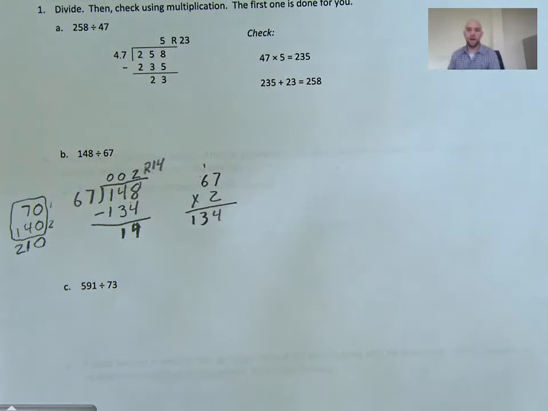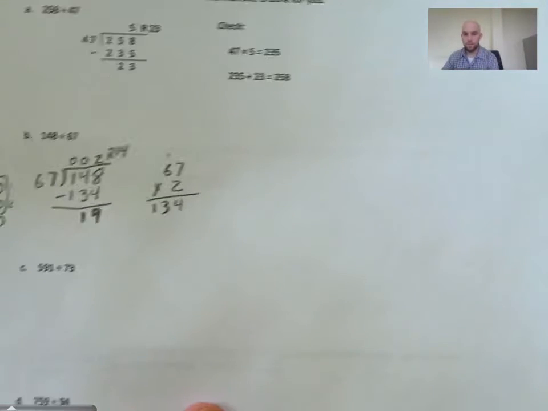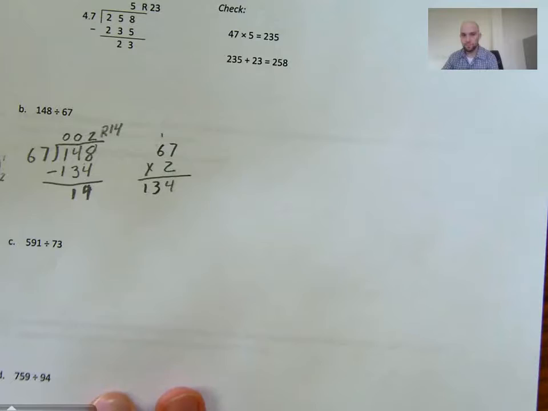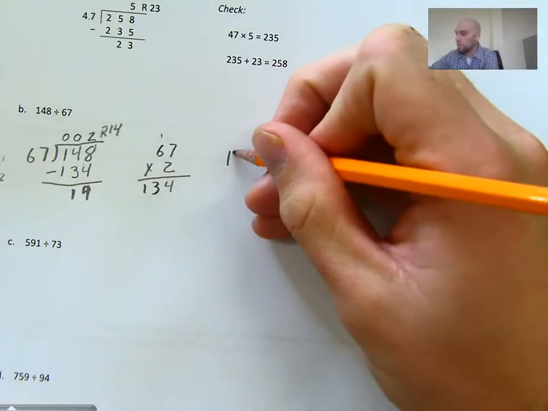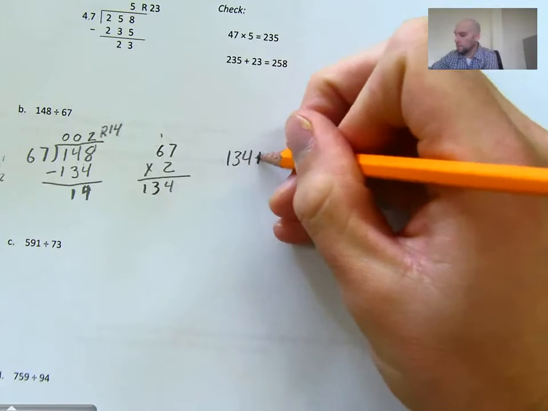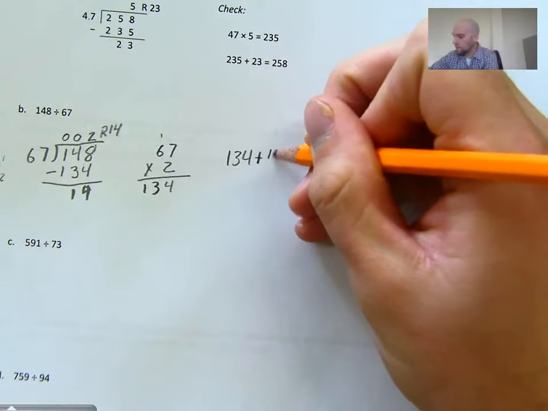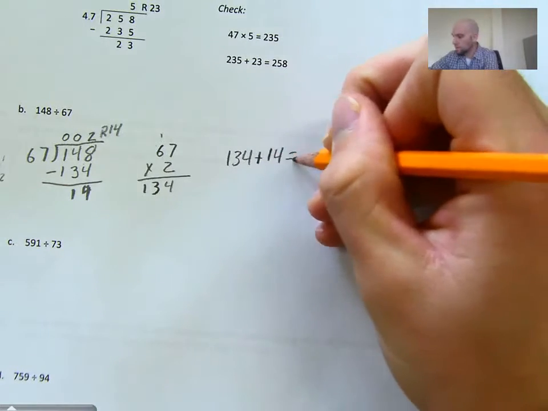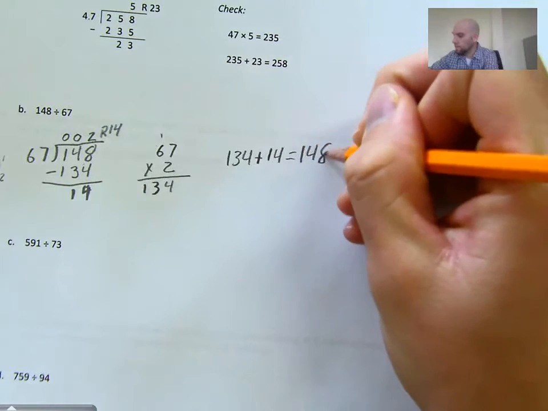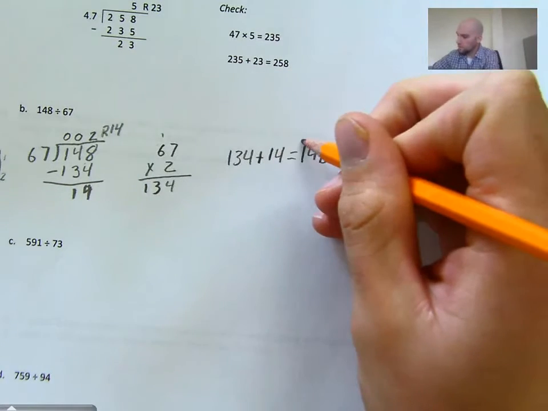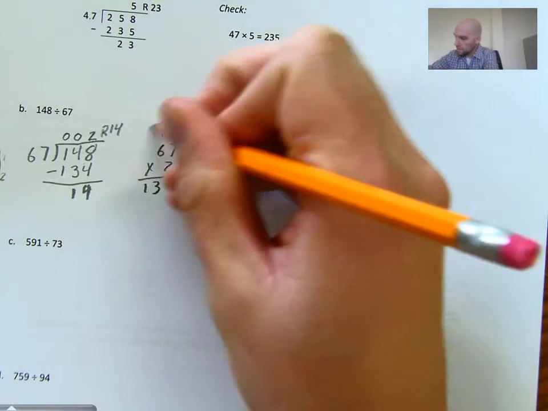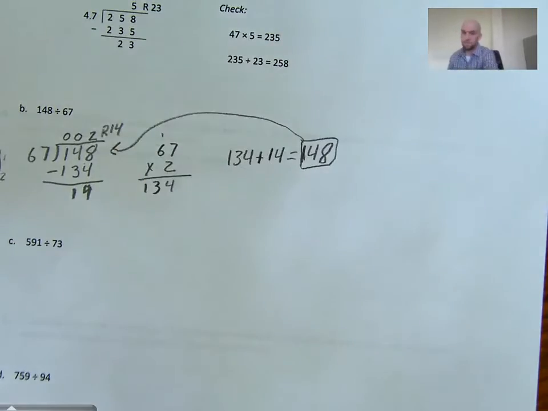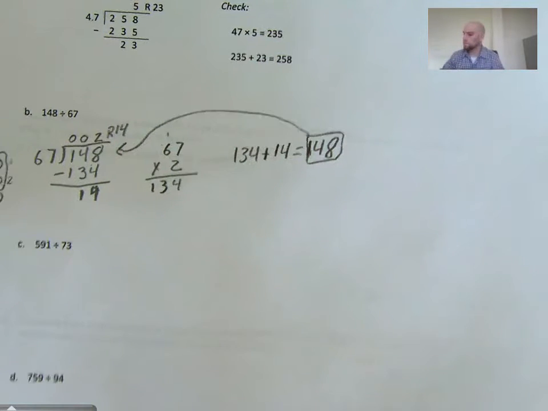And now we can check our answer by multiplying 67 by 2. Well, we know that's 134. 134 plus 14 is 148, which is the same as our dividend here. So we can assume that our answer is correct.